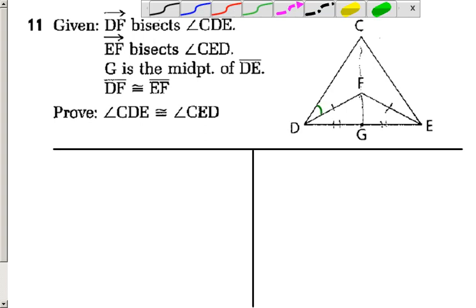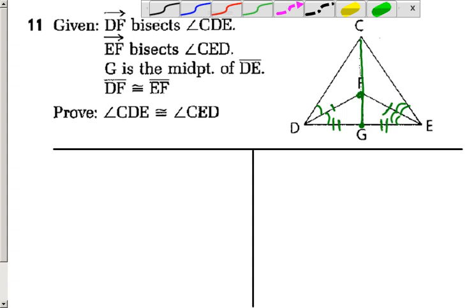So that means that these would be congruent. I need to say that in a proof. But I also got EF, which bisects angle CED. G is the midpoint of DE, which means that I will have to say that these two things are congruent. And DF is congruent to EF. Okay, so all the stuff that was given to me is drawn in there. And you could already see somebody in my book already drew this, but I need to draw in some lines.